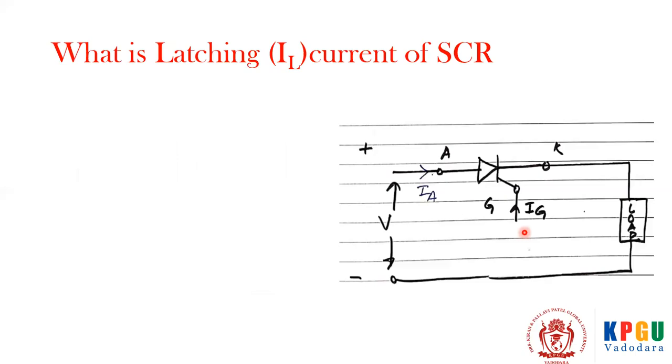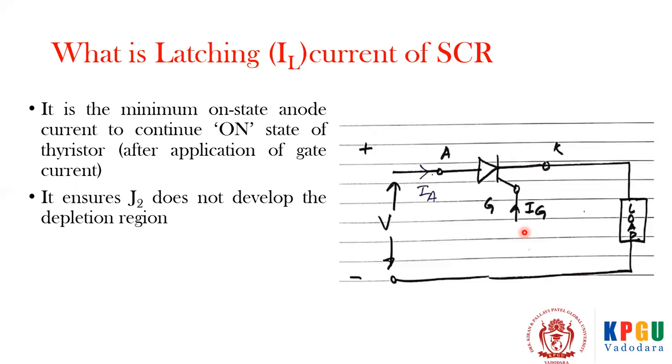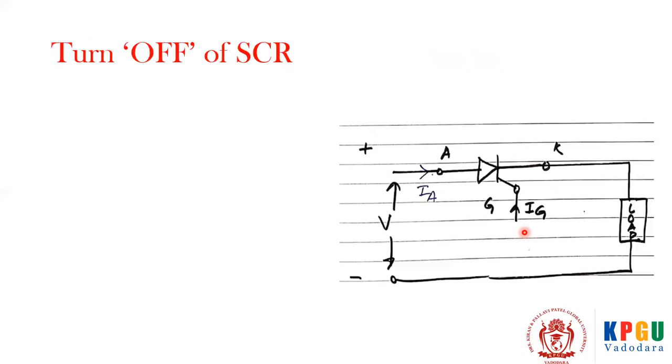What is latching current over here? The latching current is the minimum on-state current which is required so that the SCR goes into complete on state. This ensures that at junction J2 the depletion region is completely removed, and the majority carriers ensure smooth flow. So it is the minimum on-state anode current to continue the on-state of the thyristor. It ensures junction J2 does not develop the depletion region again, because the polarities are such that junction J2 is reverse biased.